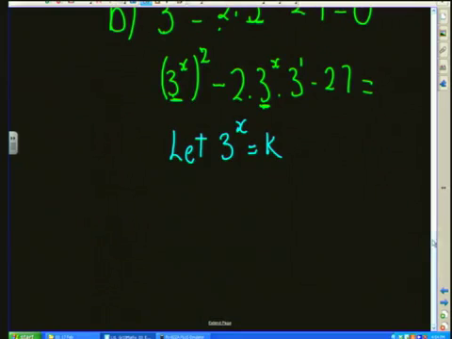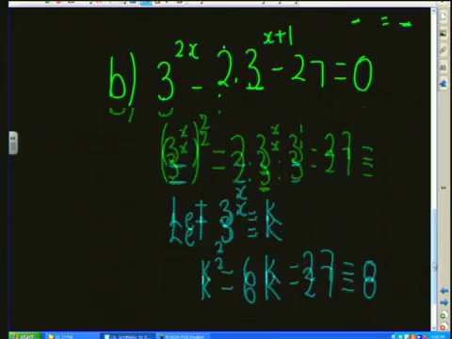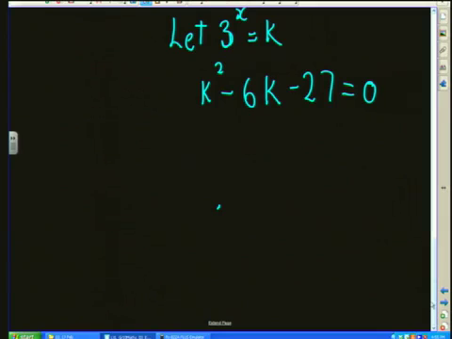So if I say, let's replace the 3 to the x with the k, that means wherever there's a 3 to the x, I'm going to replace or put in a k. So my first term is going to become k squared minus 2 times 3 here is 6, so it's going to become minus 6k minus 27 is equal to 0. Now, when it's in this form, you guys will learn how to do quadratic equations if you haven't already. I can now just simply factorize that.